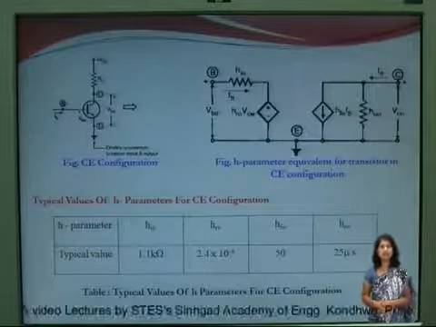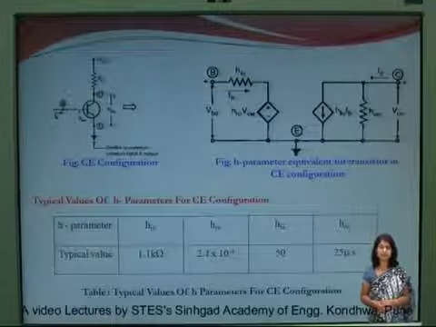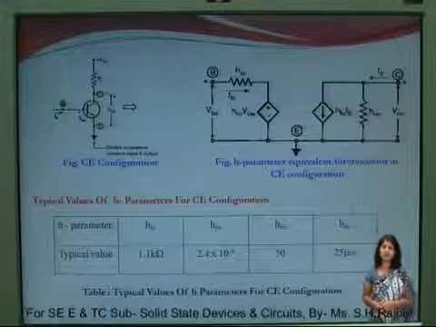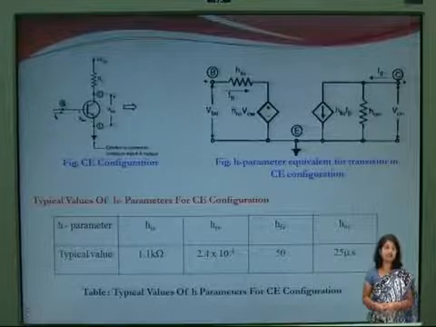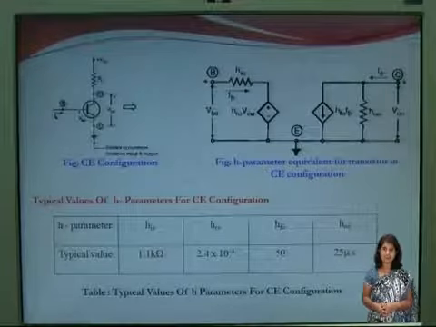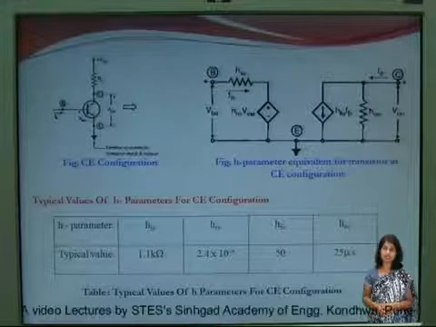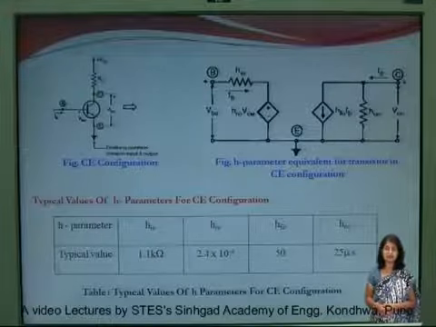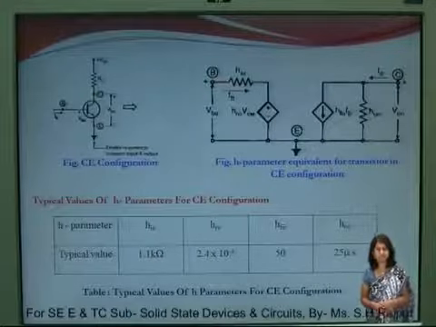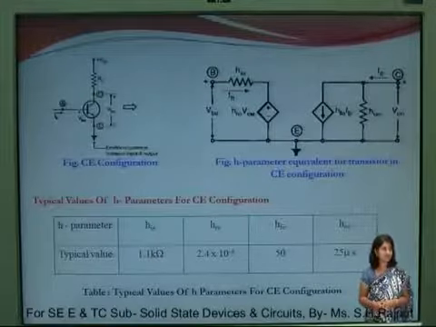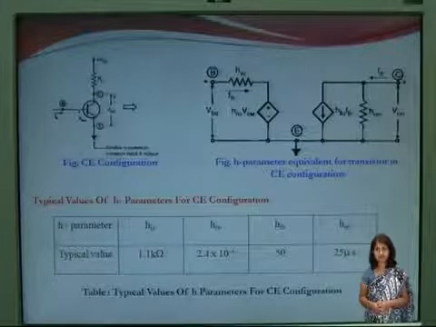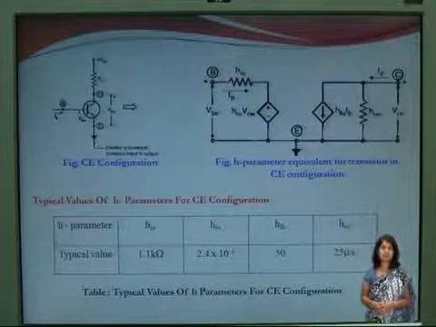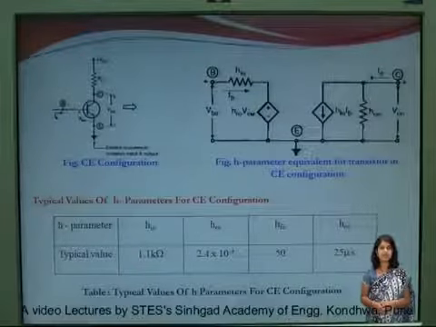Now let's see the typical values of h parameters for common emitter configuration. Here the different h parameters, as we observed in the last lecture, are hie, hre, hfe and hoe. The typical value of hie is 1.1 kilo ohm, hre is 2.4 into 10 raised to minus 4, hfe is 50 and the value of hoe is 25 microsiemens.